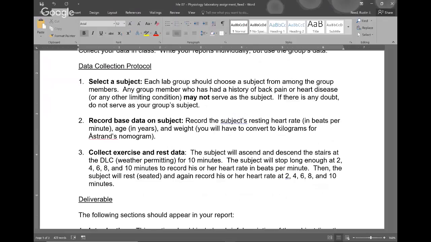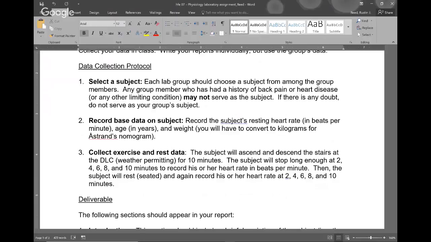So the objective of this lab, you might want to write this down, is to estimate sub-maximal VO2 for a person in your group. And that's it. We will use Astrand's nomogram, that little figure, and you'll also create a chart and a couple of tables in the process. For the methods, you're going to describe the protocol.